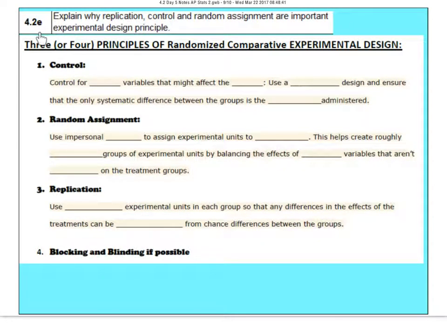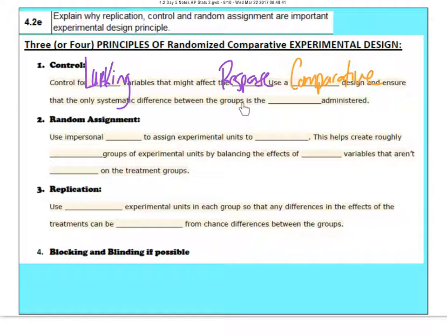It's important for us to talk about 4.2e, and I'm going to explain why replication, control, and random assignment are important for an experimental design. When you control an experiment, you're controlling for the lurking variables that might affect your response. To do this, you want to use a comparative design and ensure that the only systematic difference between the two groups is the treatments that are being administered. So really, this is how you set up your design in terms of controlling for the variables.